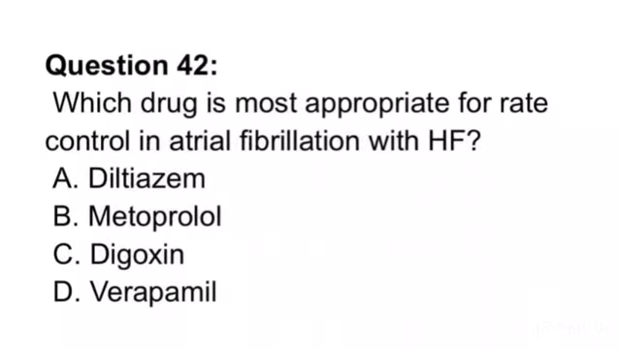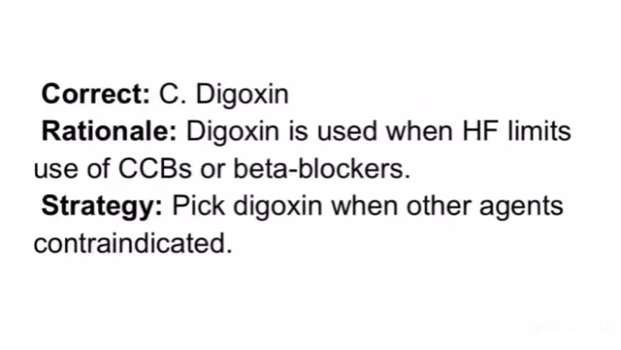Question 42. Which drug is most appropriate for rate control in atrial fibrillation with HF? A. Diltiazem. B. Metoprolol. C. Digoxin. D. Verapamil. Correct, C. Digoxin. Rationale: digoxin is used when HF limits use of CCBs or beta blockers. Strategy: pick digoxin when other agents are contraindicated.